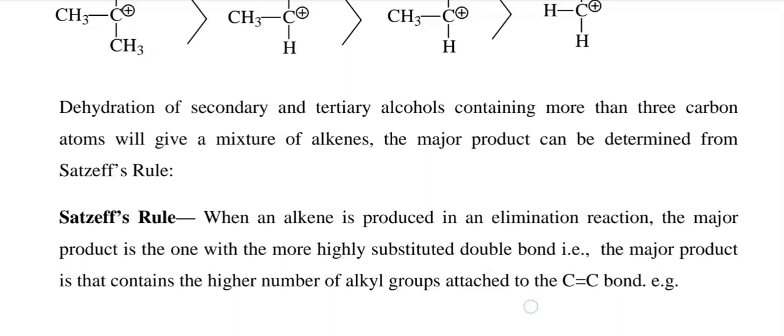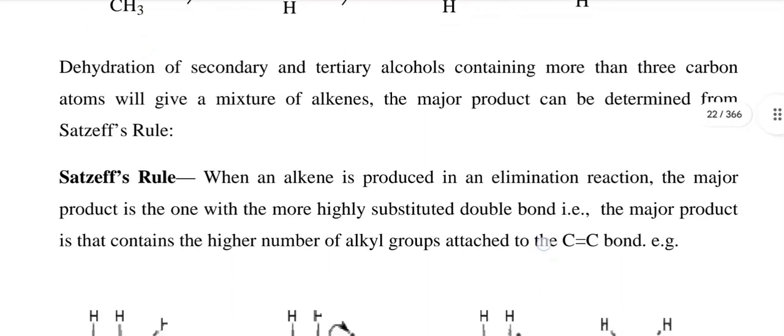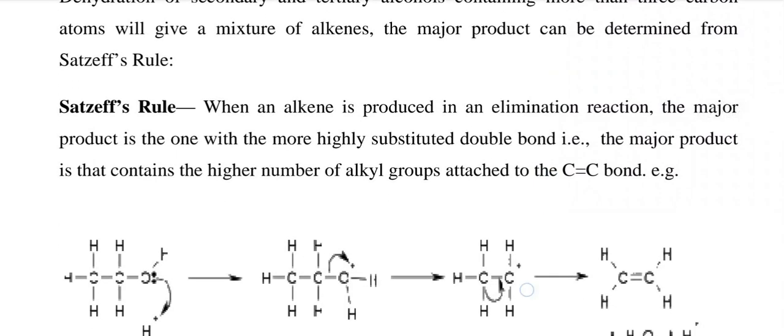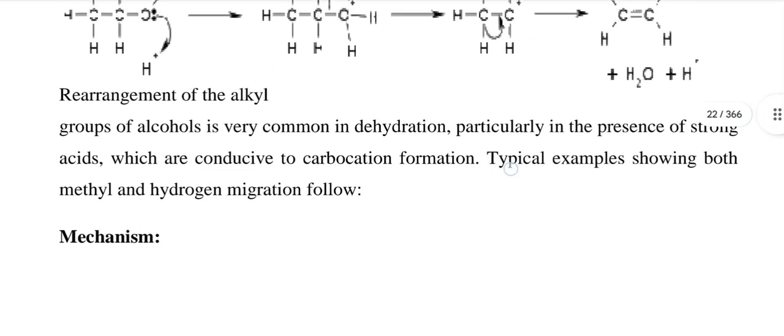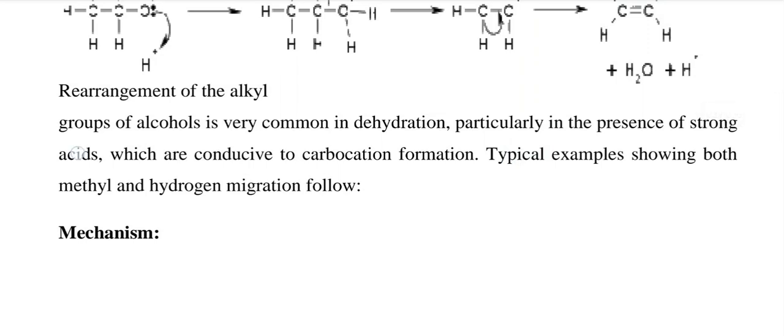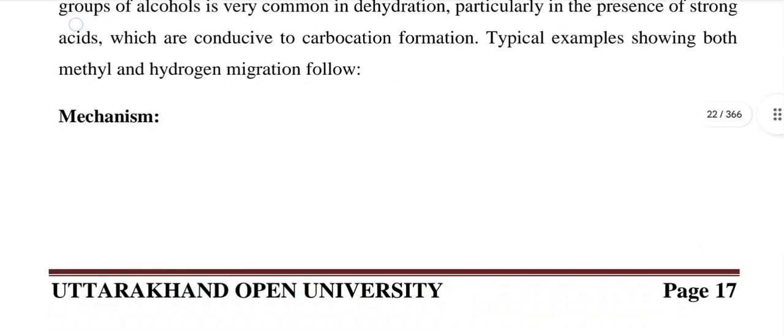The major product can be determined from Saytzeff's rule. Saytzeff's rule: when an alkene is produced in an elimination reaction, the major product is the one with the more highly substituted double bond, that is, the one with the higher number of alkyl groups attached to the carbon-carbon double bond. Rearrangement of alkyl groups of alcohol is very common in dehydration, particularly in the presence of strong acids, which are conducive to carbocation formation. Typical examples showing both methyl and hydrogen migration follow the mechanism.